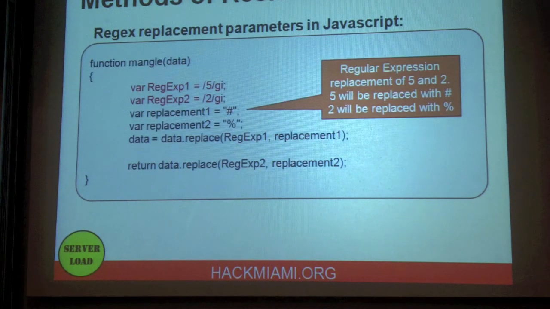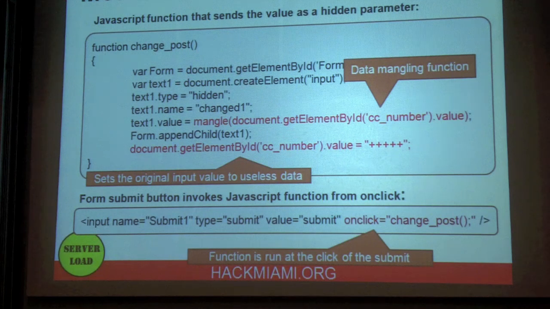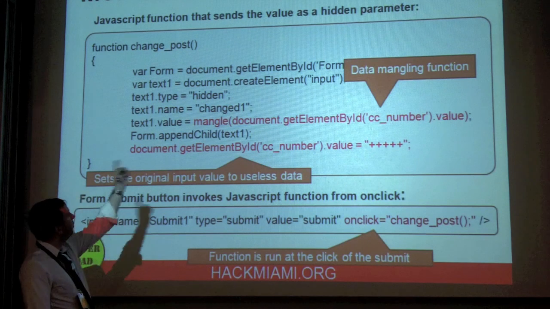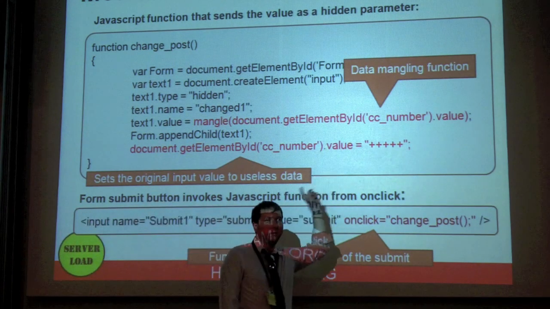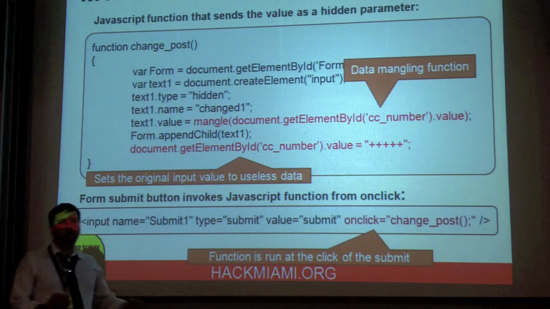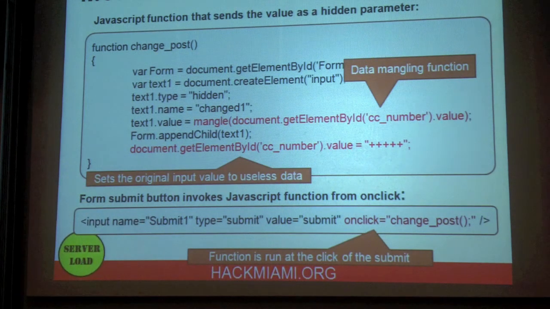So here we go, a simple regex replacement in JavaScript, really simple, pound and the percent sign. And here we go with function changePost. This is where we pull the form into the DOM, create an input element, name it, make it hidden, rename it anything we want, run the mangling function, and here we take the CC number value and replace it with anything else. They can use fake numbers that don't match the checksum.